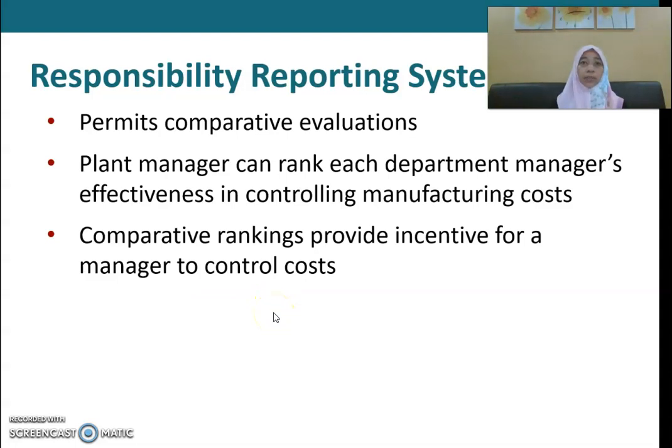So this is basically, when you have this responsibility reporting system, more on the effectiveness. It looks at the comparison and the evaluation, so that you can make further improvement. Okay, so hopefully you have a better understanding of responsibility accounting.